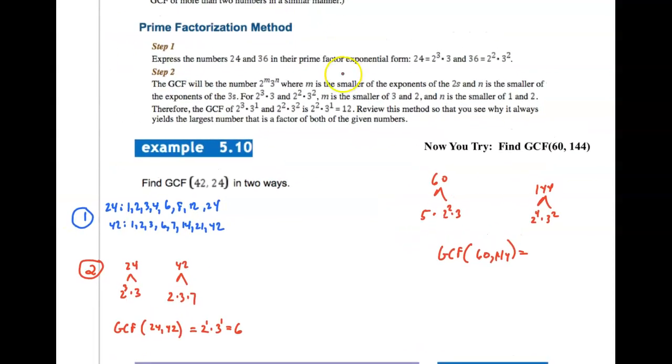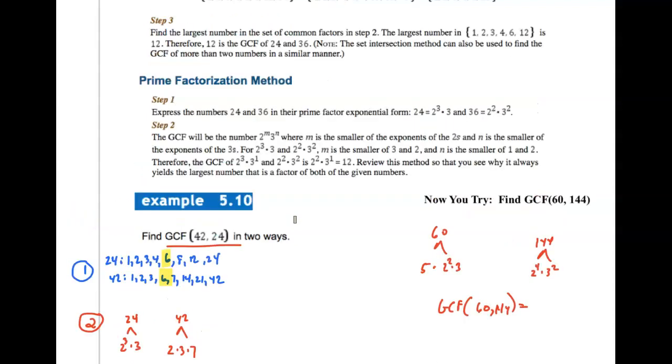Example here, using both ways: the greatest common factor of 42 and 24. We're looking for numbers that go into, that are factors, so 24 is divisible by each of these numbers here, and 42 by these numbers here. What we see then is that the greatest common factor is 6. That's the largest number that goes into both of them, or divides both of those numbers. And when we say go into, we mean divides.